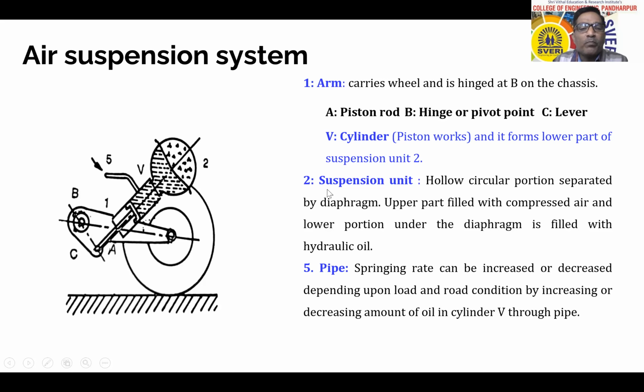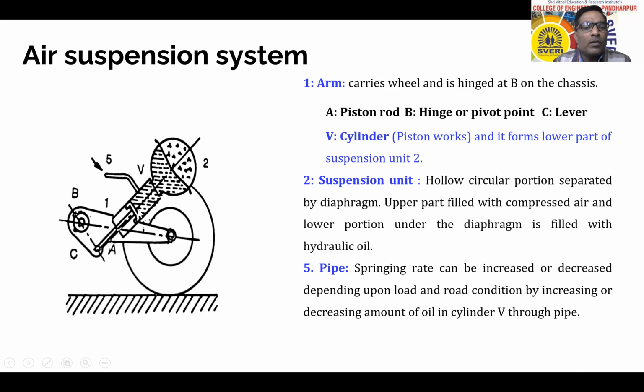So this second part is the suspension unit, which is a hollow circular portion separated with a diaphragm. The upper part is filled with compressed air, and the lower portion, under the diaphragm, is filled with hydraulic oil.